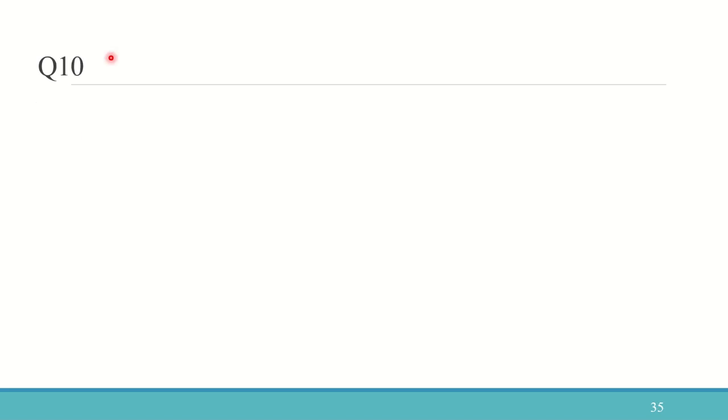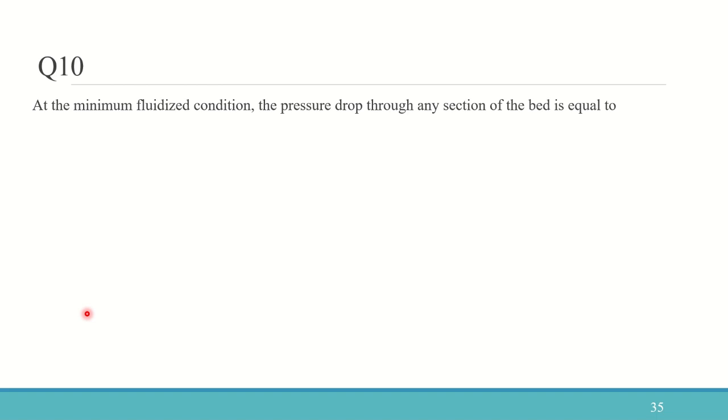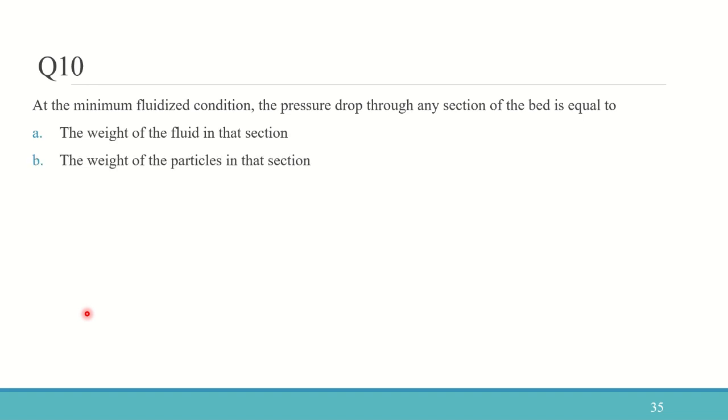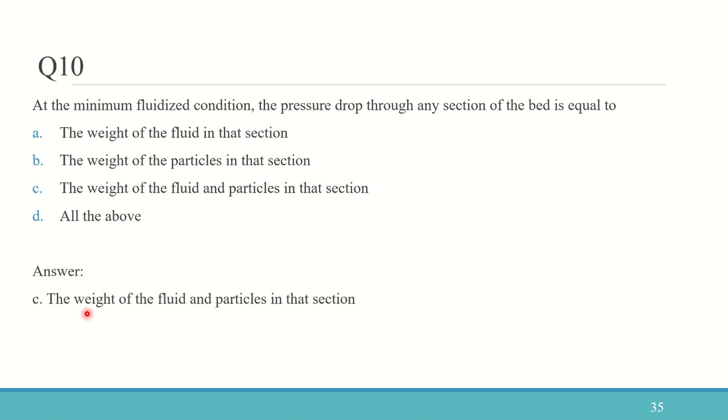We'll now move on to question 10. In question 10, it is asked that at the minimum fluidized condition, the pressure drop through any section of the bed is equal to the weight of the fluid in that particular section, weight of the particles in that section, weight of fluid and the particles in that section, or all the above. At minimum fluidized condition, pressure drop through any section is equal to the weight of fluid and the particles in that section. Option C is the right answer.